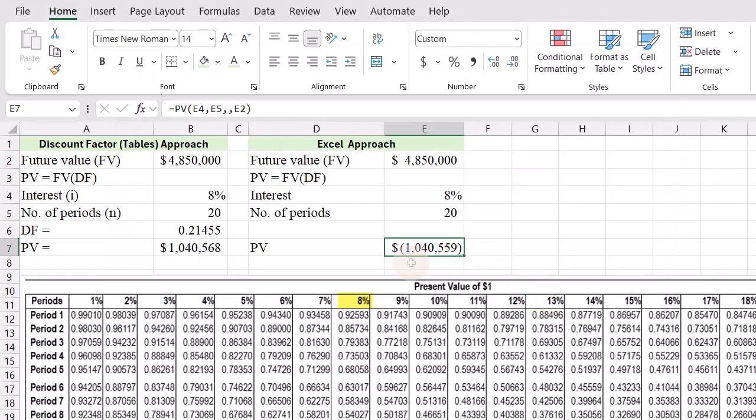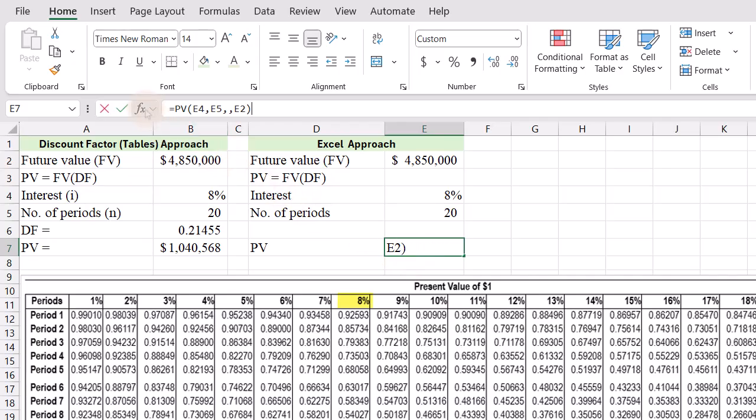what I will get is a negative number. And the negative number, by the way, is the same number as this with the exception of rounding, right? 568 versus 559. That's pretty close. Now, you may be asking, why is it negative? That's because Excel, in using time value of money, treats inflows as a positive number and outflows as negative. So if we're going to get 4,850,000 20 years from now, we have to give up the use of 1,040,559. Well, that's not exactly what we want. We want the present value stated as a positive number.